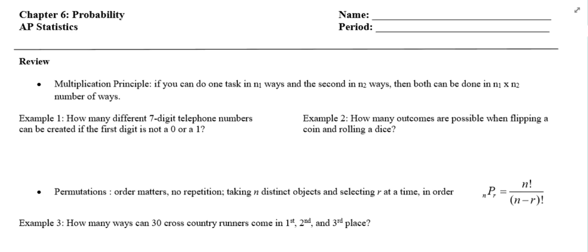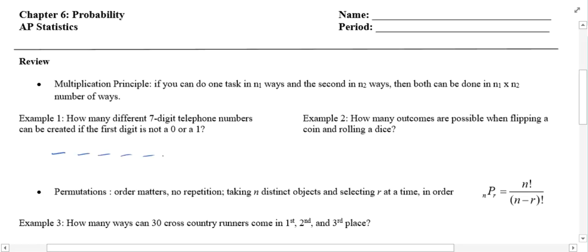Okay, so multiplication principle: if you can do one task in n1 ways, and the second task in n2 ways, then both can be done in n1 times n2 number of ways. So how many different 7-digit telephone numbers can be created if the first digit is not a 0 or a 1? Okay, so I'm just going to draw out the little spaces, 1, 2, 3, 4, 5, 6, 7.